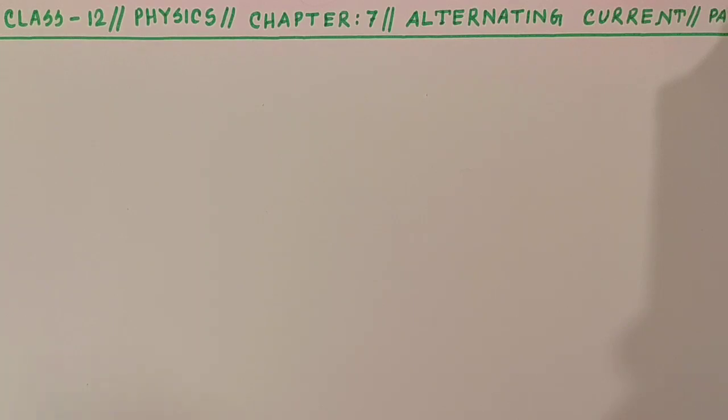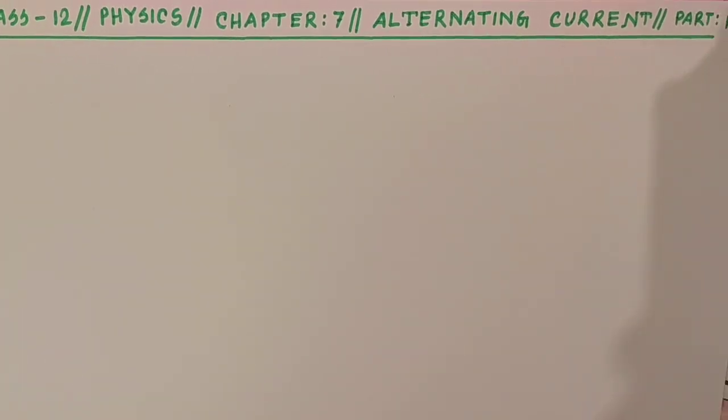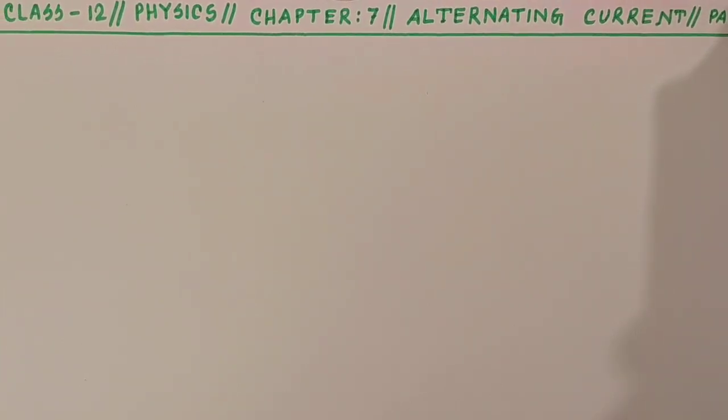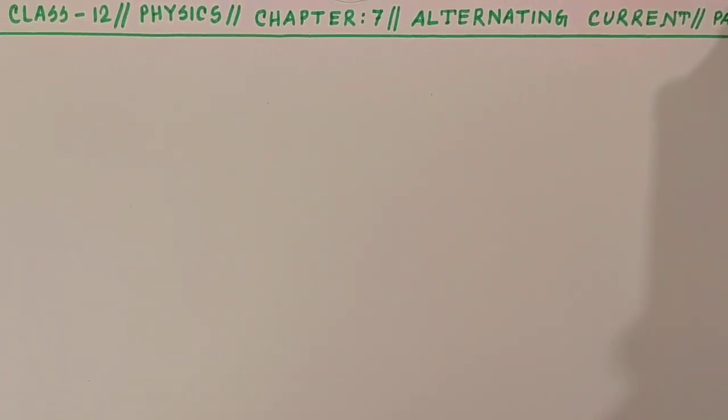Today with this video we will start class 12 physics chapter 7 named alternating current. Okay, so first we have to know what is alternating current.